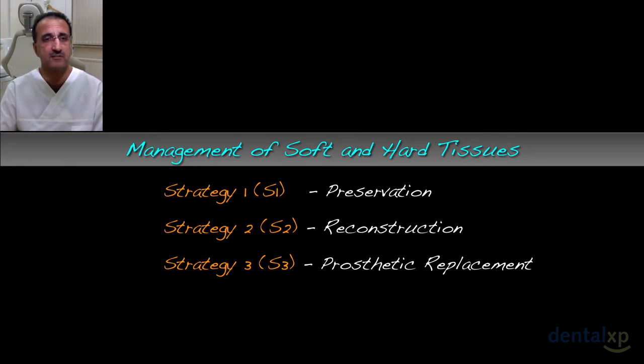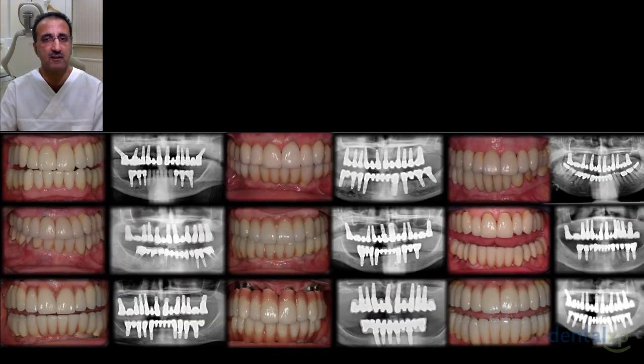And examples of these kinds of approaches you can see here, some with a preserving approach, as you can see, some with a reconstructive approach, with some surgery, restoration of bone and soft tissue, and of course prosthetic gingiva in some of these cases.